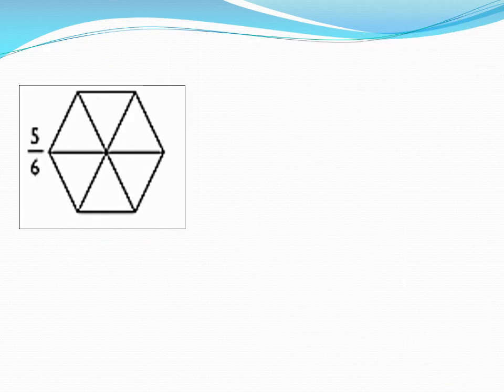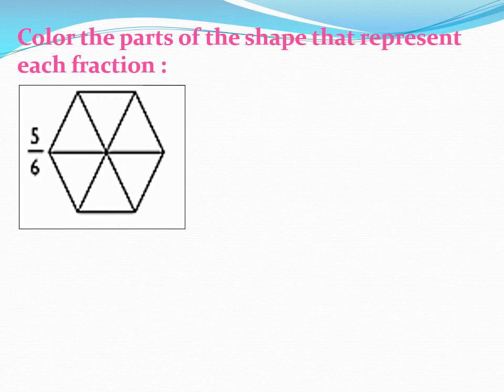Now, he gave me a shape, and its fraction. And he wanted to color the parts of the shape that represent each fraction. We said before that the number above the line represents how many shaded parts. So, we will color the parts according to the number above the line. Here we have 5 above the line. So, we will color 5 parts. 1, 2, 3, 4, 5.